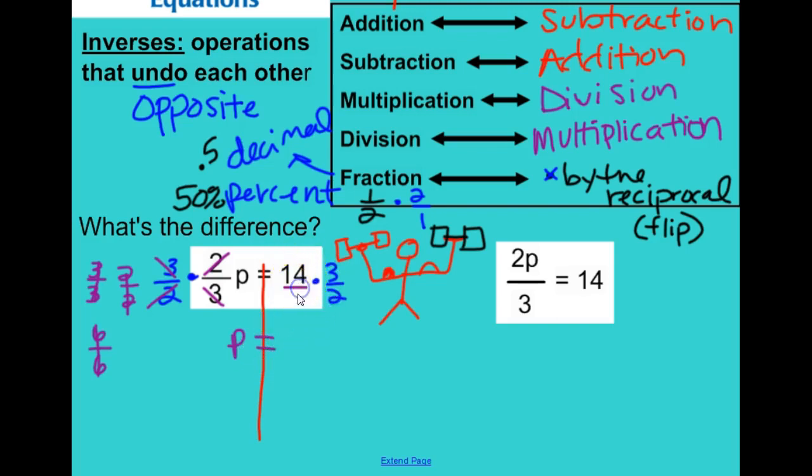And then we have this over here. 14 is the same as 14/1. So we're multiplying 14 times 3, which will give us 42. And 1 times 2 is 2 on the bottom. So 42 divided by 2 is going to give us 21. Moving right along, this is the same thing, so we're not actually going to solve it. It's the same problem, just showing you the difference between the two.